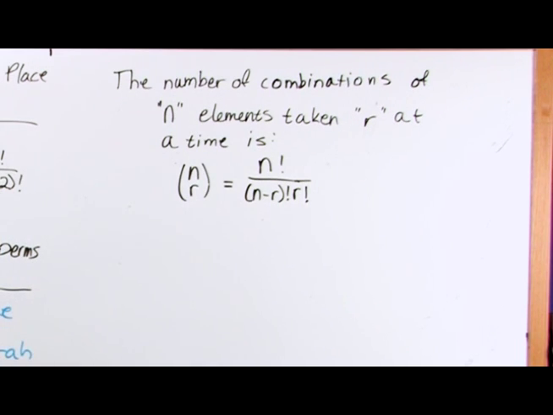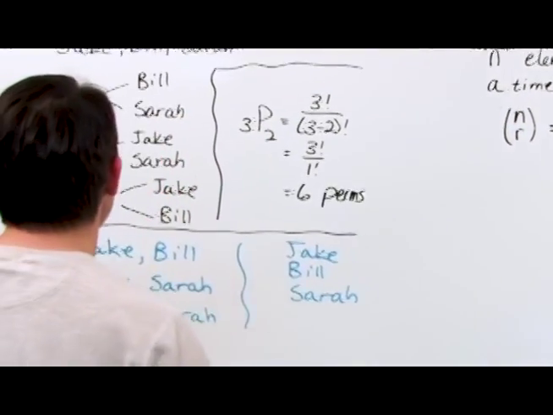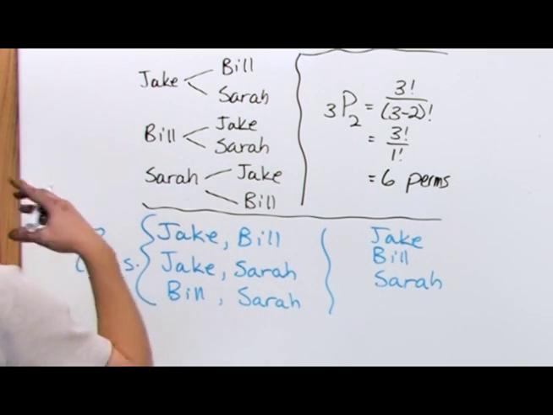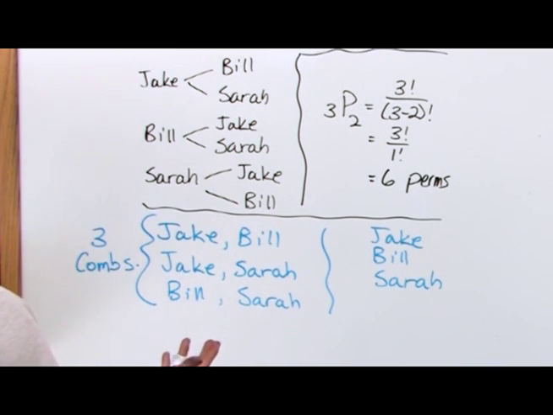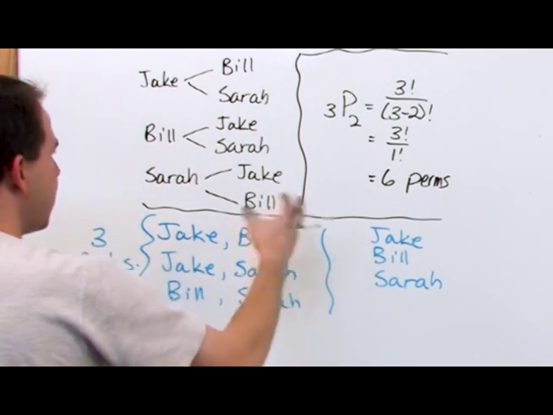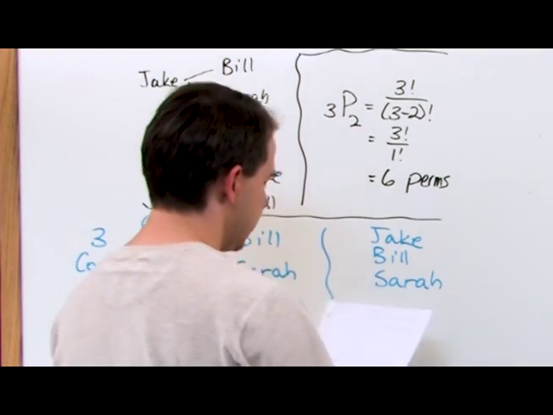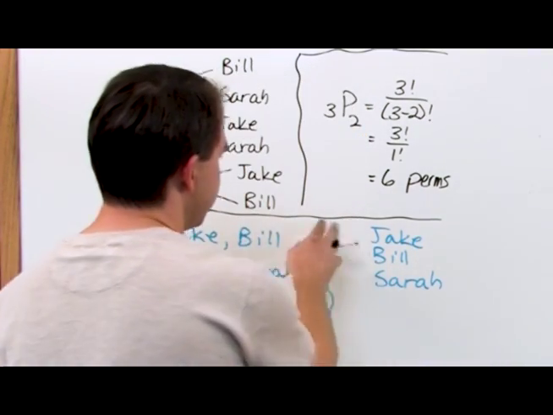Now this is what you use when you have a problem in combinations. You have n elements taken r at a time, and you know it's a problem in combinations. Here, you would look at this and say, I know it's a problem in combinations because the order doesn't matter. I have 3 people, I'm taking 2 at a time, and I'm trying to find out how many different combinations there are. So n would be 3 and r would be 2.